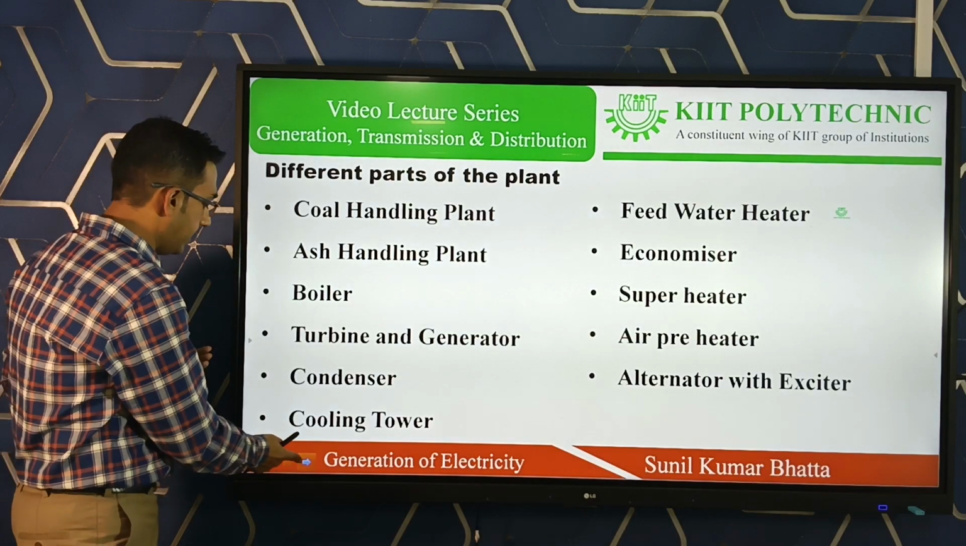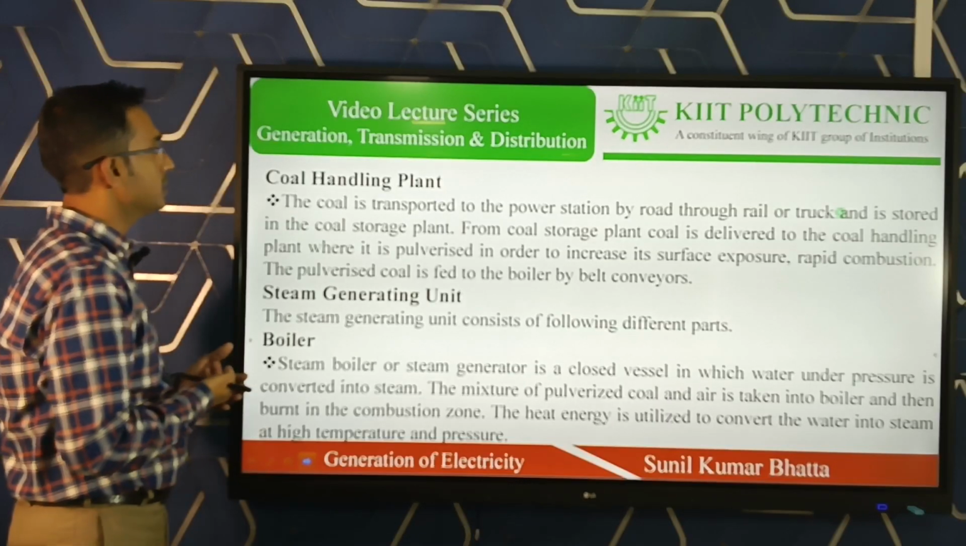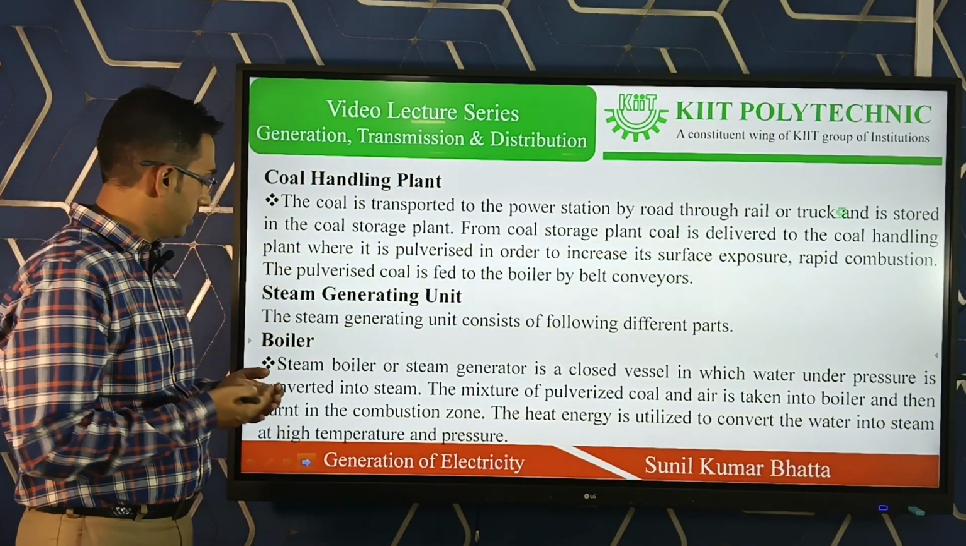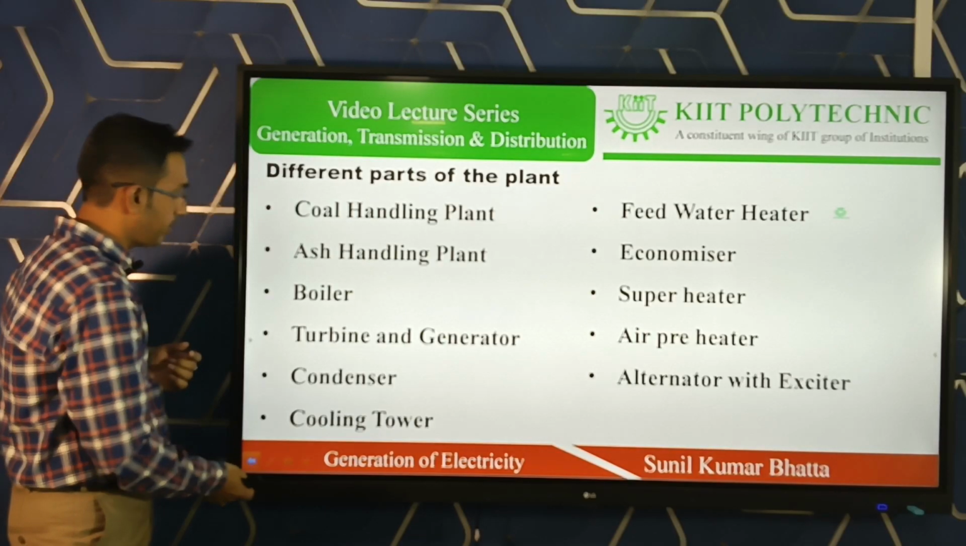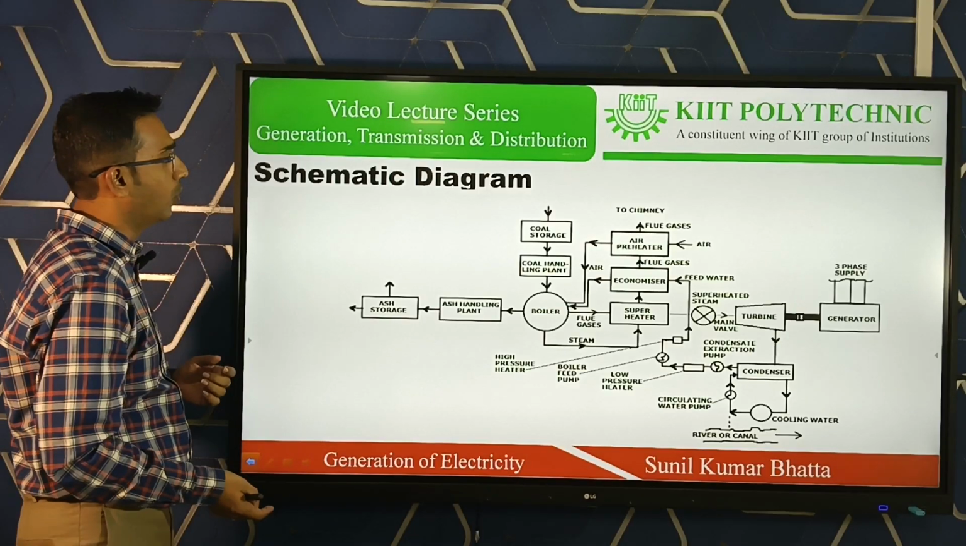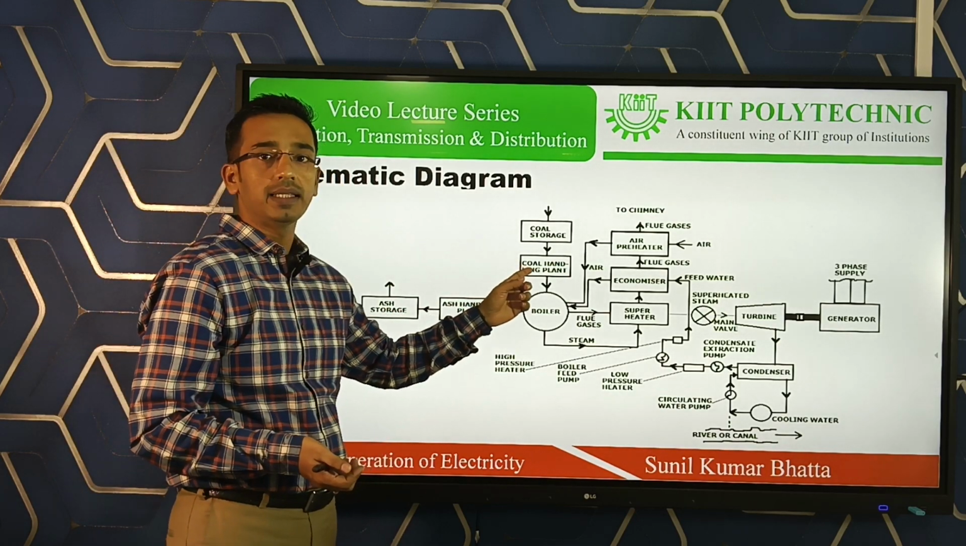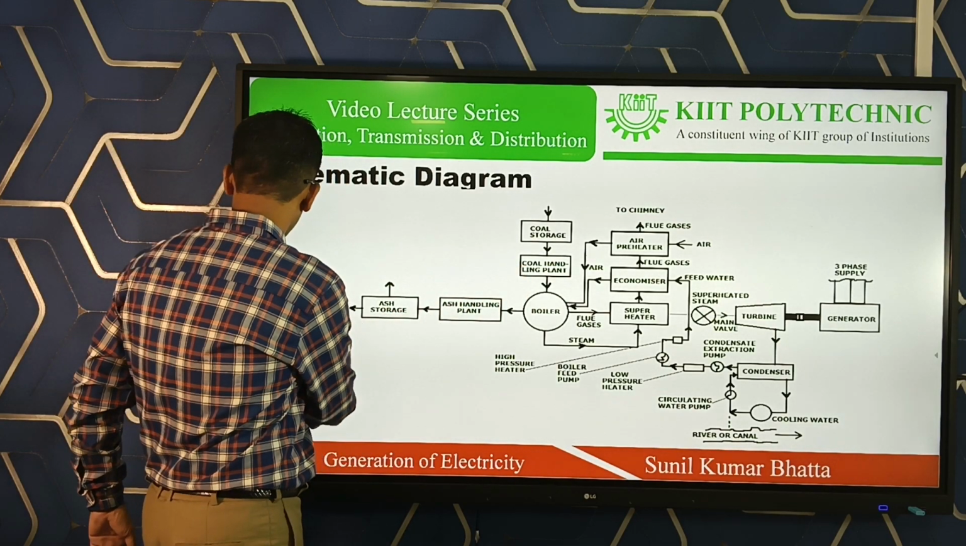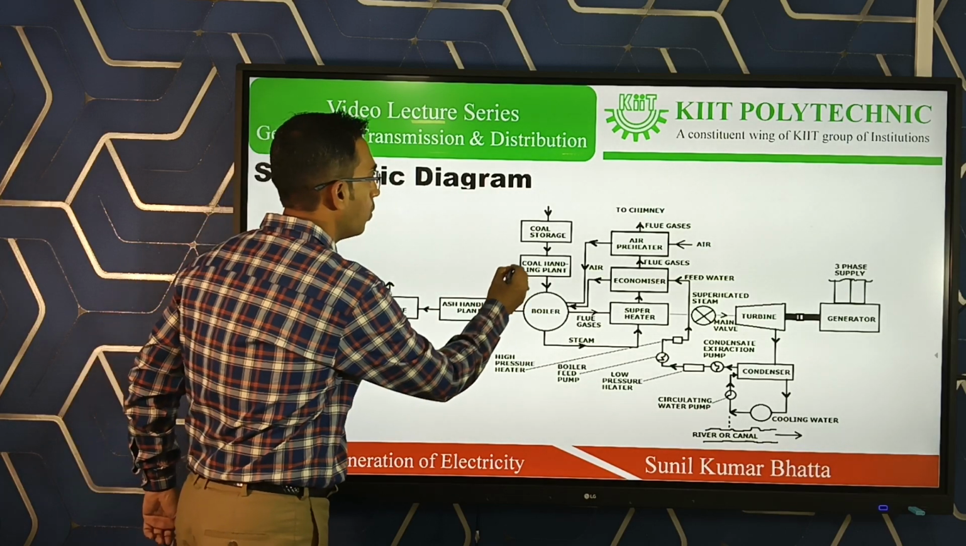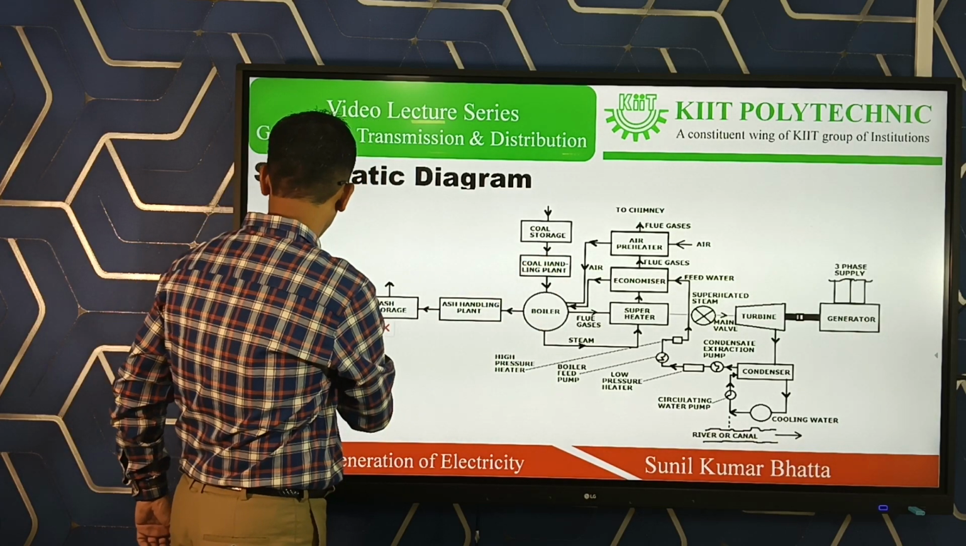So coming to the next slide, here first is the coal handling plant. Again you see the diagram here, where the coal plant is, you can see the coal handling plant in this position. So this is the coal handling position.